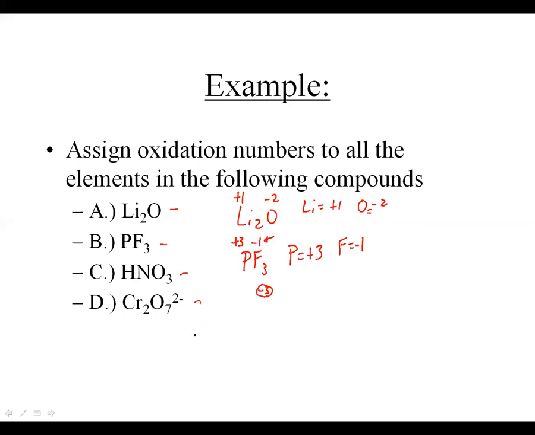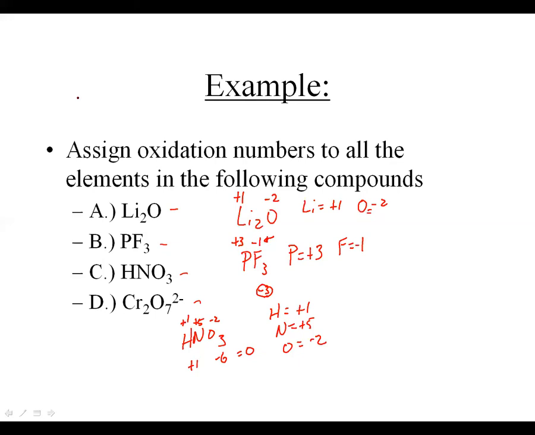And if we look at HNO3, oxygen is -2. There's three of them, which gives you a -6. Hydrogen is +1 on the other side. In this particular case, all the numbers add up to 0, since it's neutral. So to balance that out, the nitrogen would have to be +5. So hydrogen is +1, nitrogen is +5, and oxygen is -2.